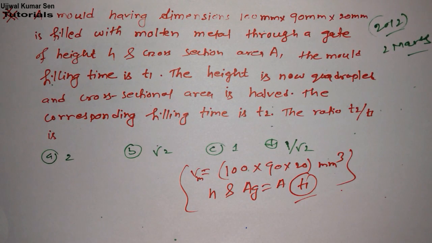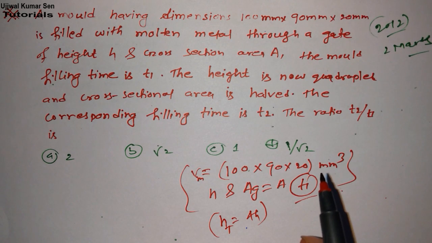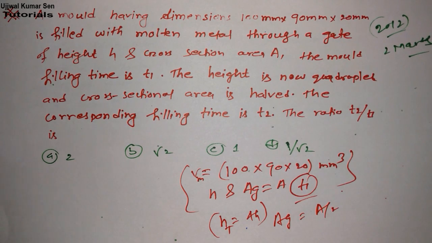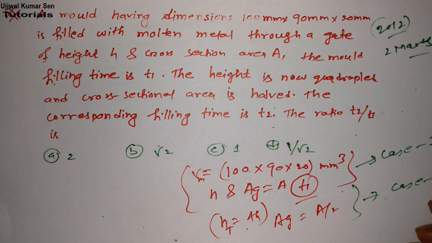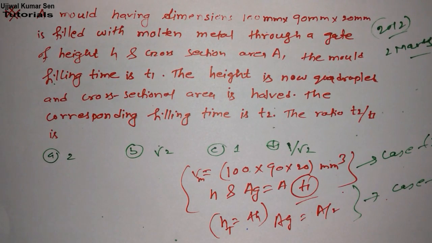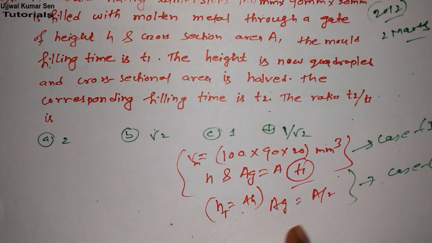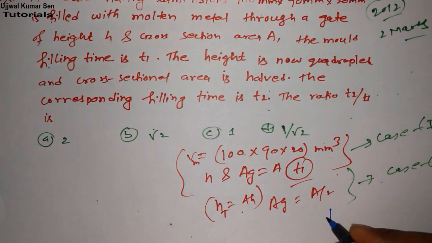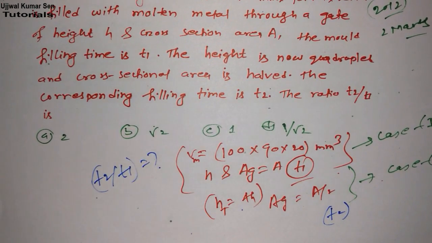Now it says that if the height is quadrupled, meaning the total height is equal to 4H, and the cross-sectional area is halved, that means A_G is equal to A by 2. Suppose this is case 1, and what I am writing here is case 2. Now let's go for the numerical problem. The condition is this. Now we have to find the corresponding filling time T2, and the ratio T2 by T1. So what is T2 by T1?